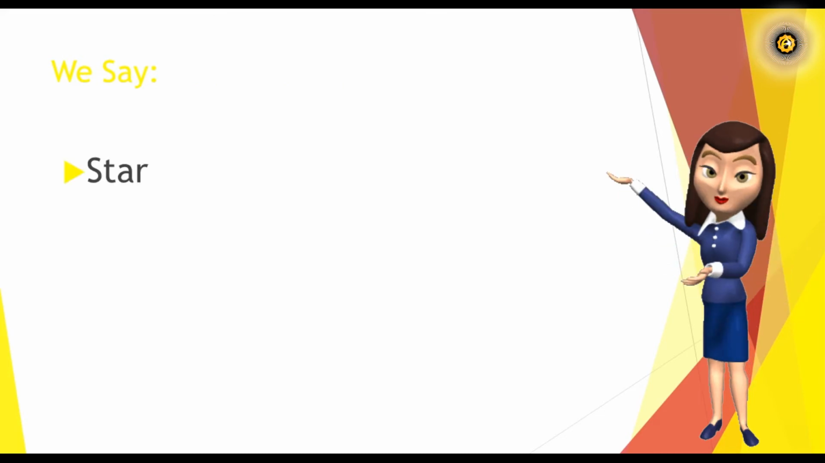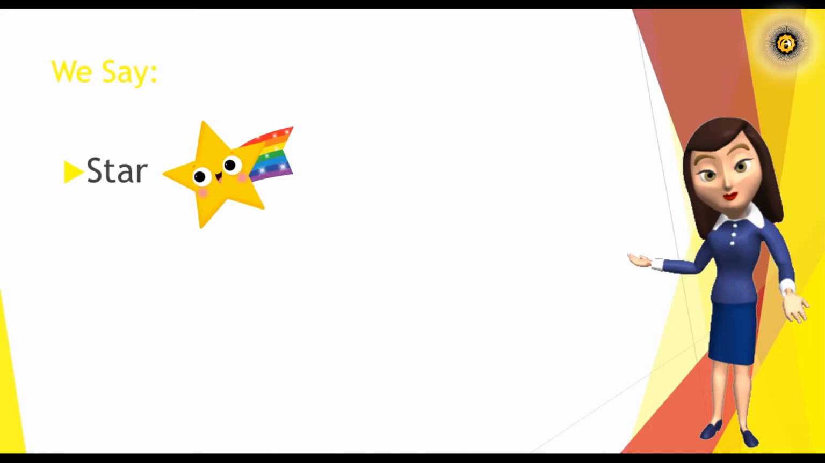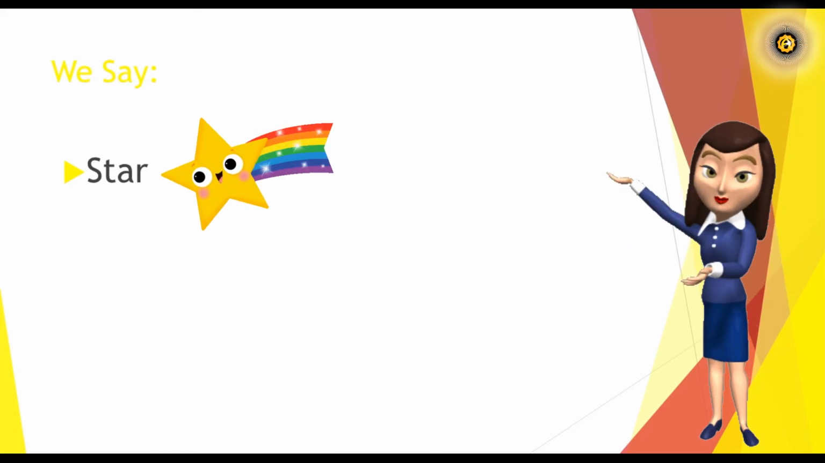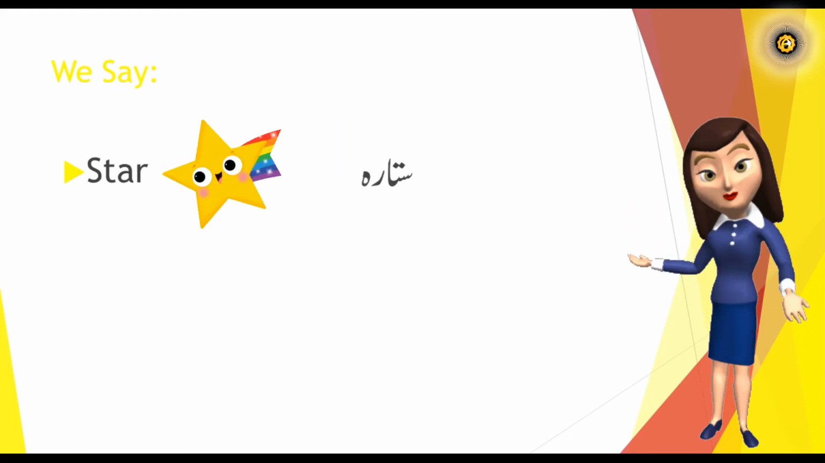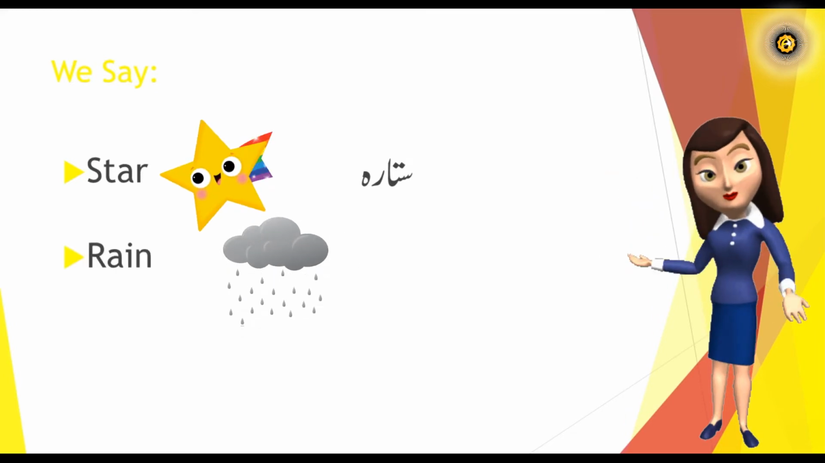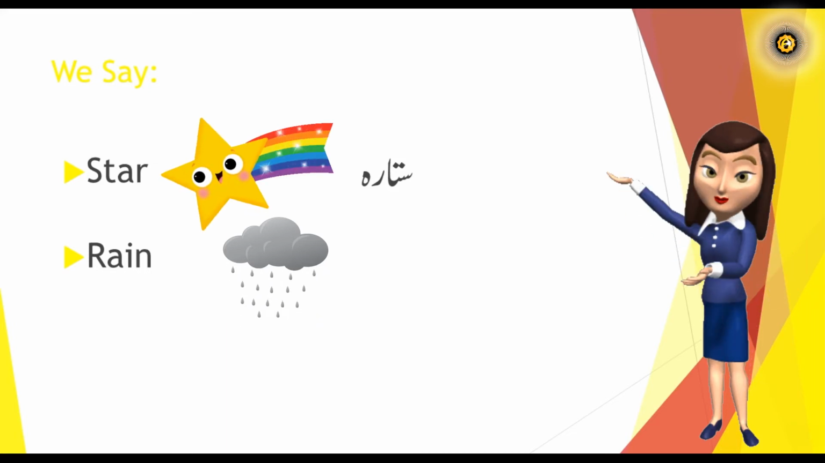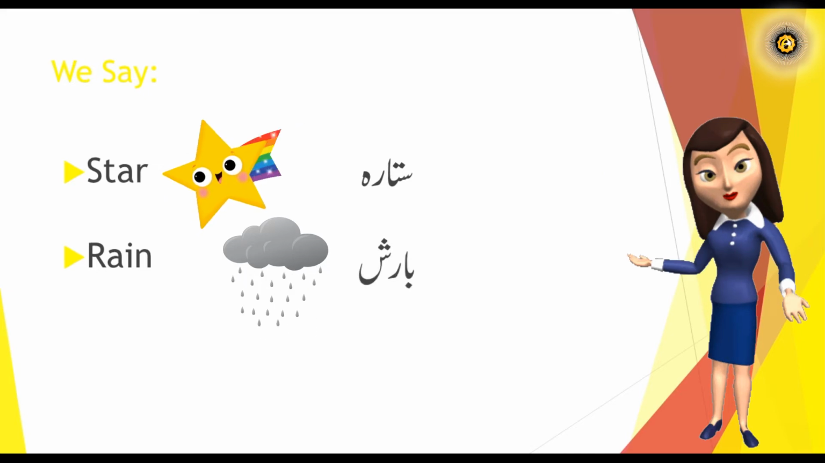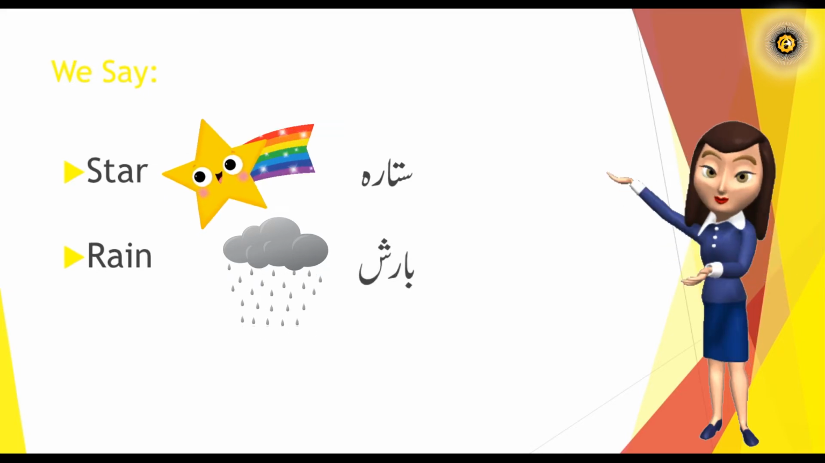We say star. In English, we say star. In Urdu, it is sitara. Sitara. The next word is rain. In English, we say rain. In Urdu, barish. Barish.